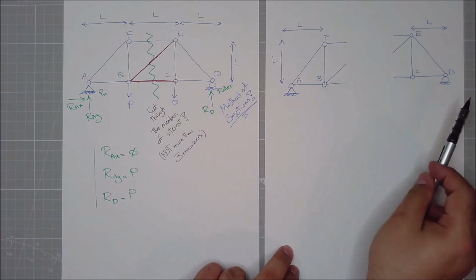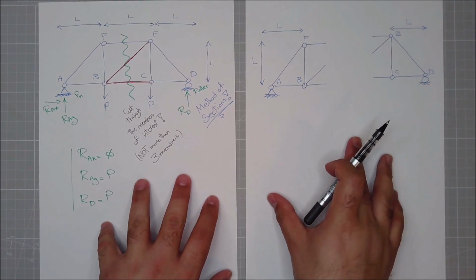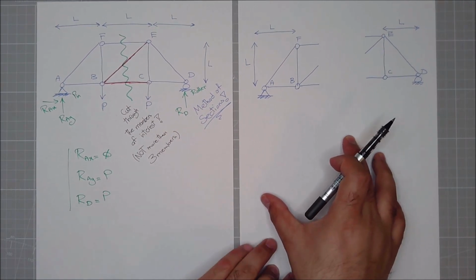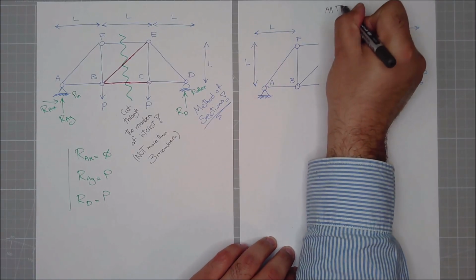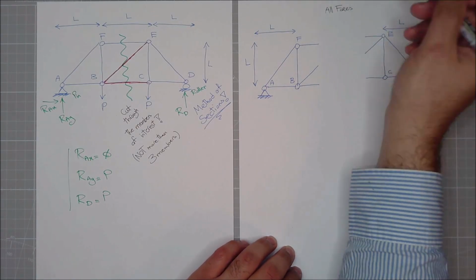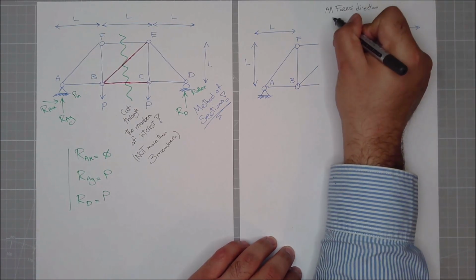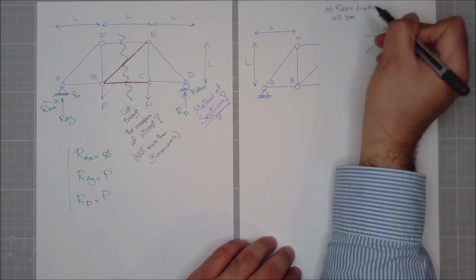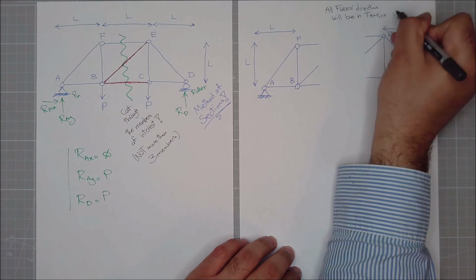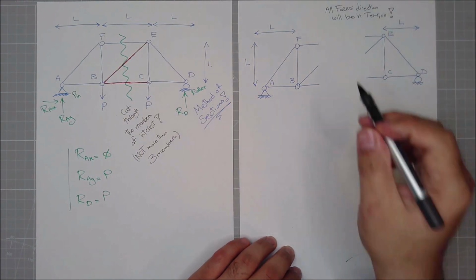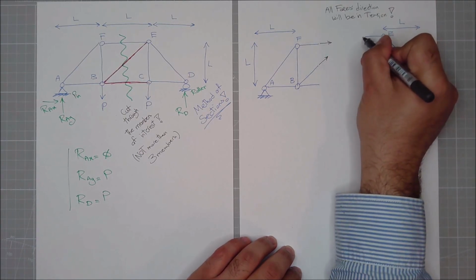Now I have the left side and I have the right side. So these forces that we are looking at are internal forces. So for this, all forces will be in tension, meaning it will come out. So whatever I cut, I'll put an arrow at the end and it comes out.